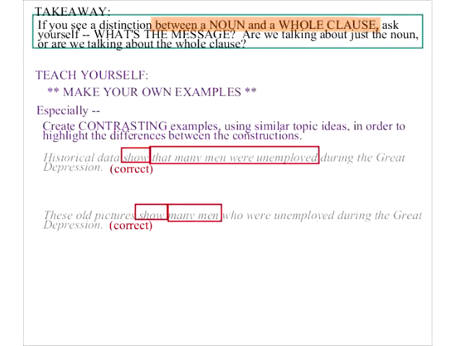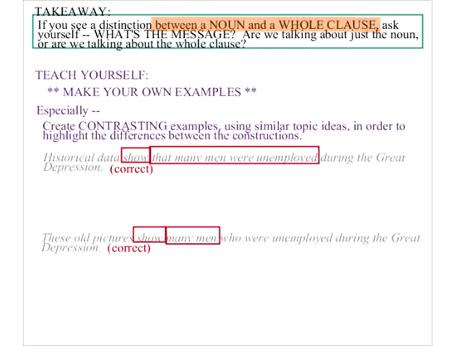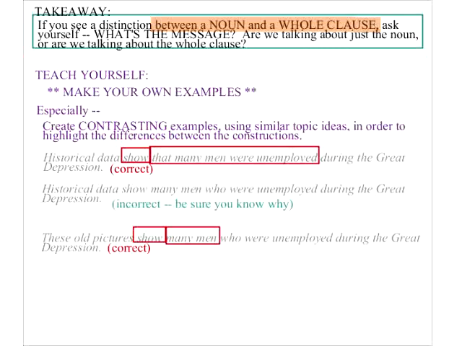And if you are making your own examples, you can also go ahead and make your own examples of the incorrect versions just to make sure that you understand. So for instance, you might want to make the incorrect examples side by side with that. If you have "historical data show many men who were unemployed during the Great Depression," this is incorrect, and be sure you know why. It's not possible. You can't have data that show people, because that's what pictures do.